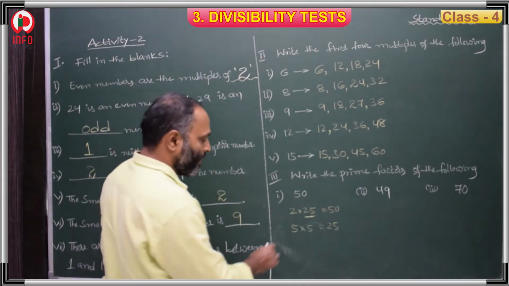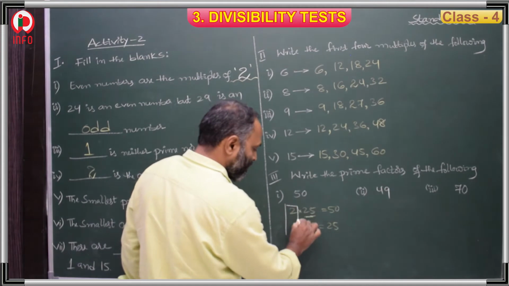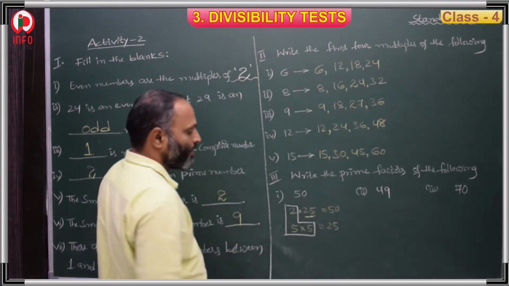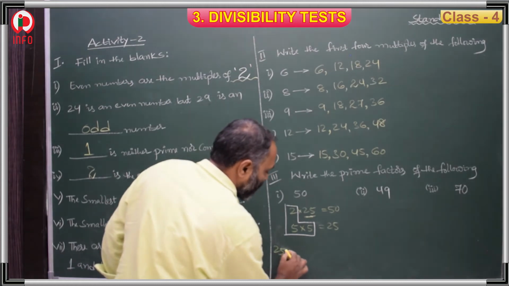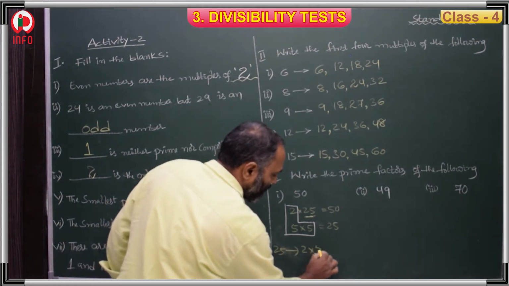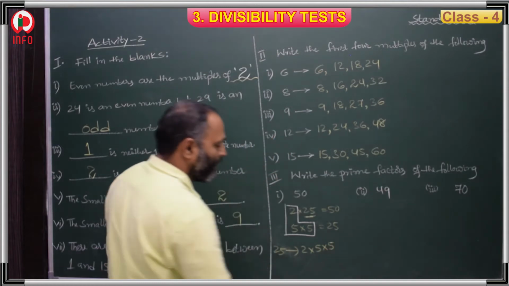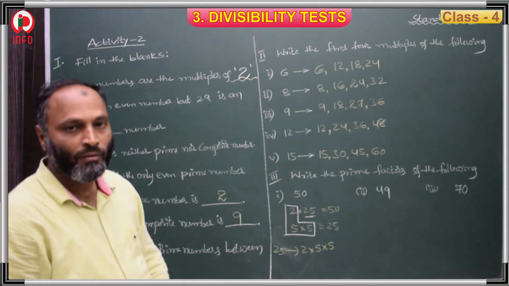That's it. Now, we have to take these, which are the prime numbers. Then the prime factors of 50 are 2 into 5 into 5.